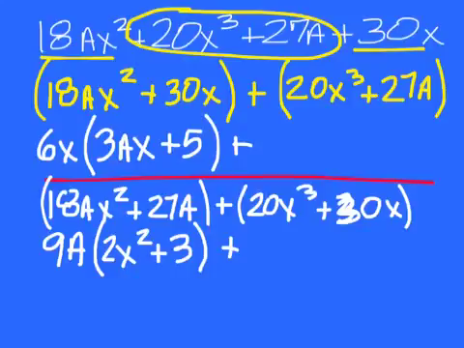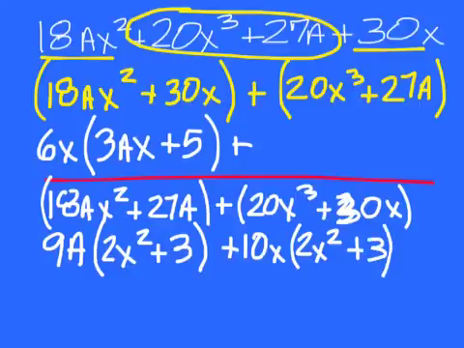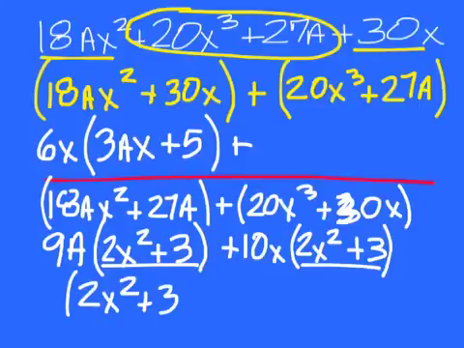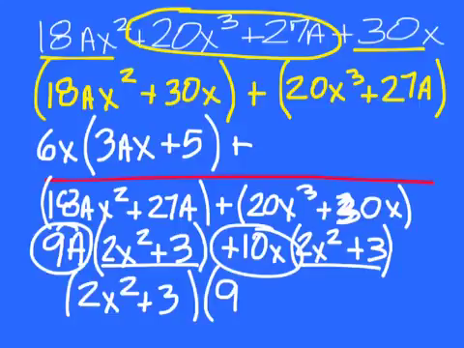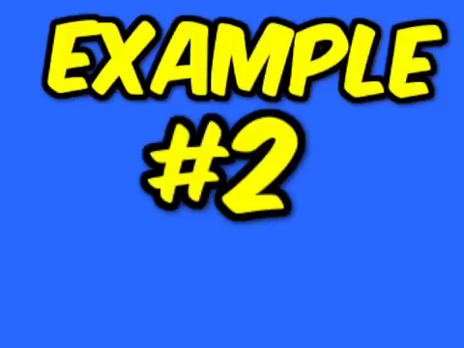So now over here, 20x to the third and 30x, what do they have in common? 10x, and we can come up with a 2x squared, and then plus 3. Do I have the same quantity here and here? Yes. So that's it. You write it once in a set of parentheses, and in the other set you use what was on the outside. 9a plus 10x. And that's the answer. Example 2.